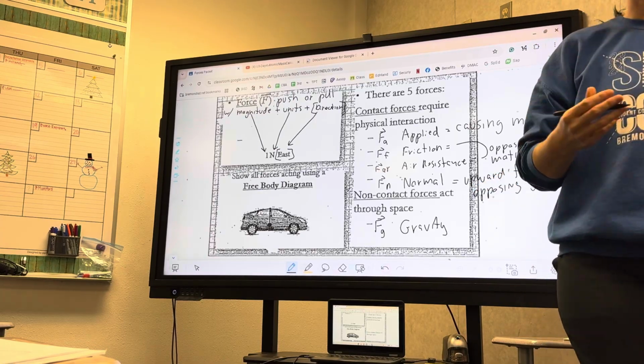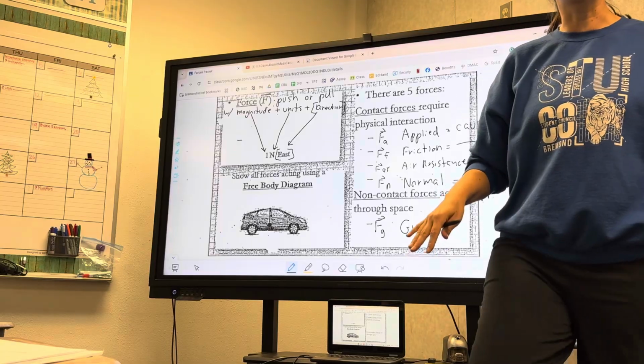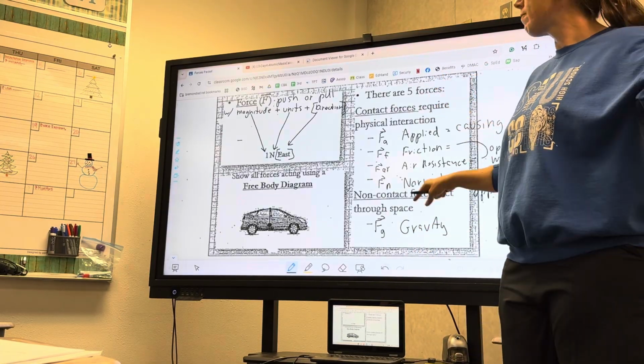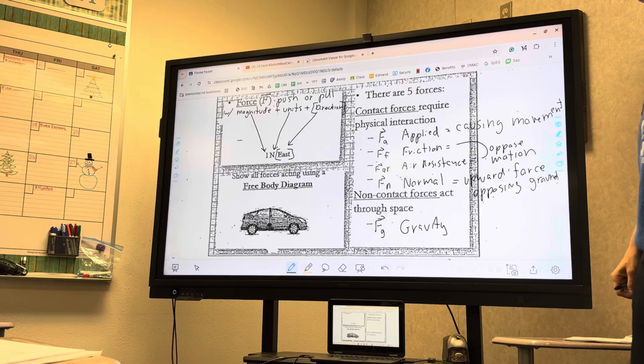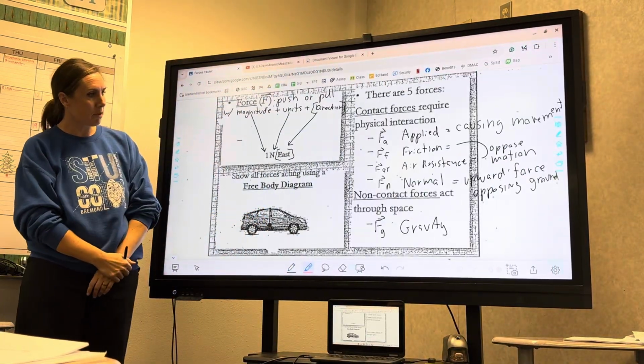If you're in the air, will you have a normal force? No. Okay? What 2 forces go away when you leave the ground? Normal and friction. Good. Okay? So let's do a free body diagram of this car right here.